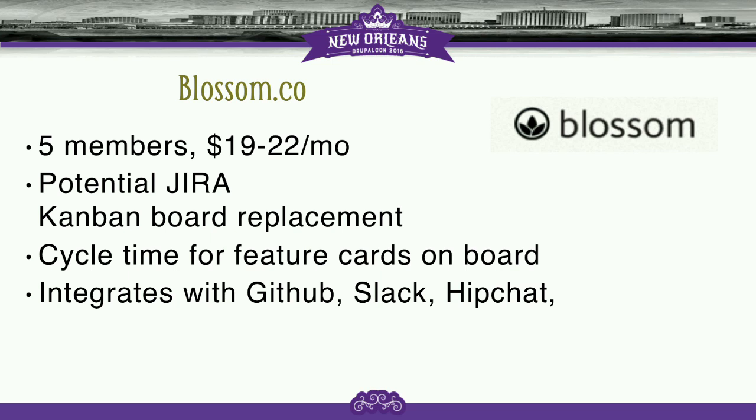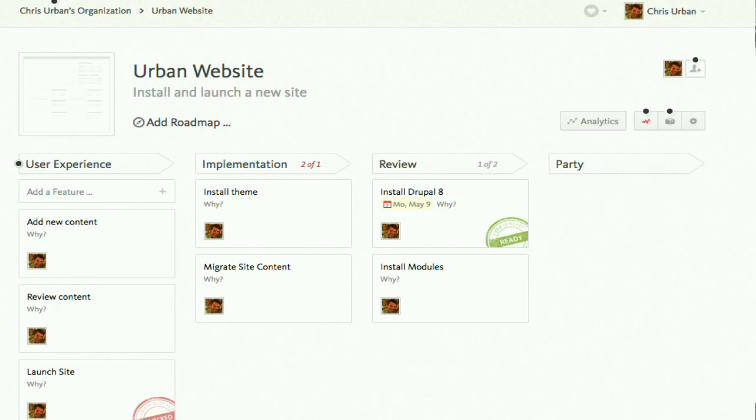Two more that I want to go through, and they're really for Kanban. They're neither open source nor free, but they're really nice, so it's worth mentioning. This one is nice because it has built-in integration, again, with GitHub, Slack, and HipChat. It does a cycle time on the cards that are on the board. It looks really, really nice. It's very clean, and it's a very pure Kanban board.